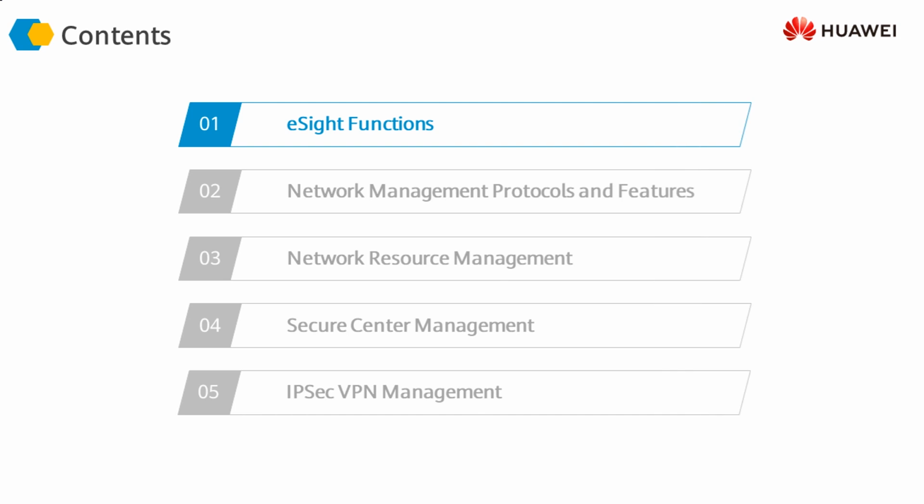What we are going to learn in this module is the basic eSite functions, the basic concepts. Then we look at different network management protocols and their features. Then we look at network resource management, the basic functionality or the basic features of eSite, the NMS. Then we look at the features which eSite offers for firewall configuration and management. And finally, we look at the IPVPN, IPsec VPN service management using eSite.